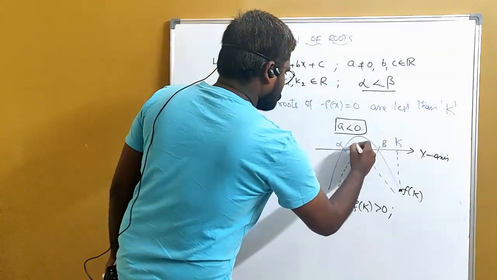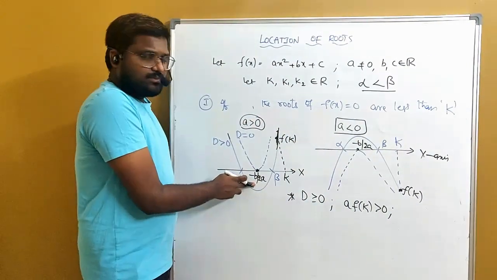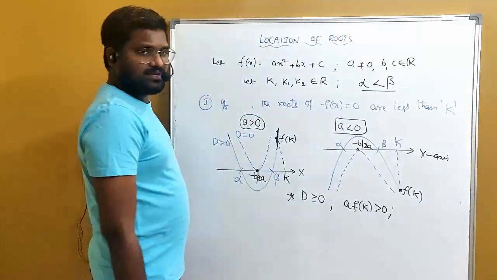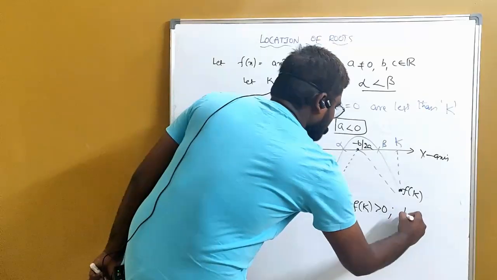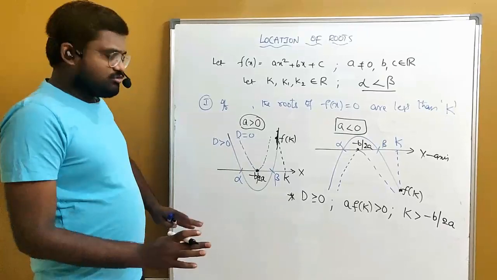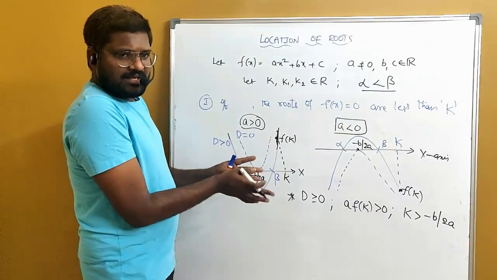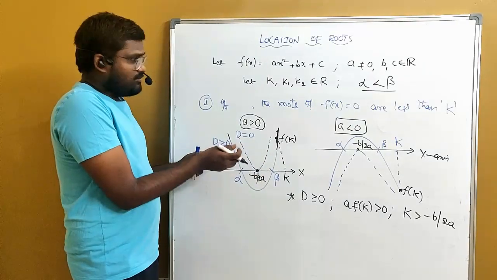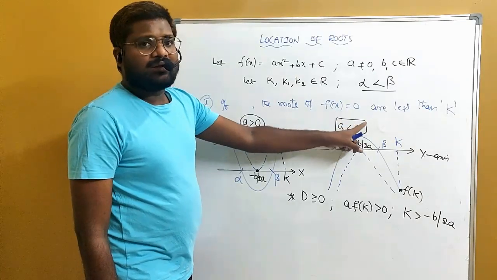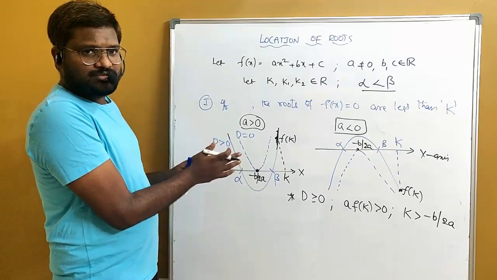And here also this is minus b by 2a. Now, if you observe this one, minus b by 2a will be less than k. In this case also minus b by 2a will be less than k. So, can I write it something like this? K will be greater than minus b by 2a. So these three inequalities will completely describe the condition where the roots of f of x equals 0 are less than k. I hope this particular case is very much clear to you.